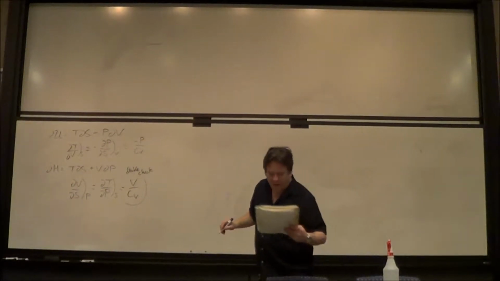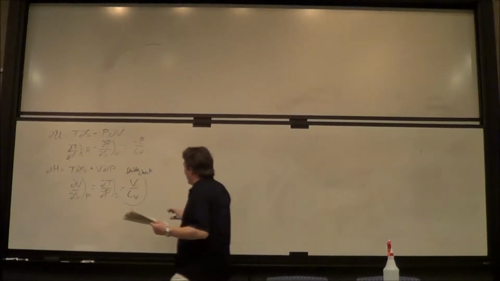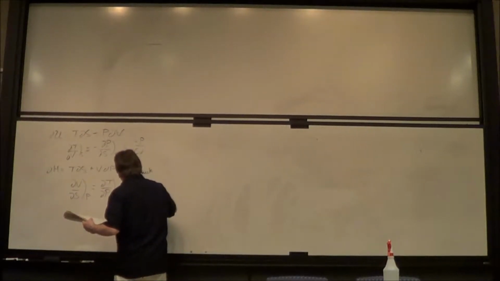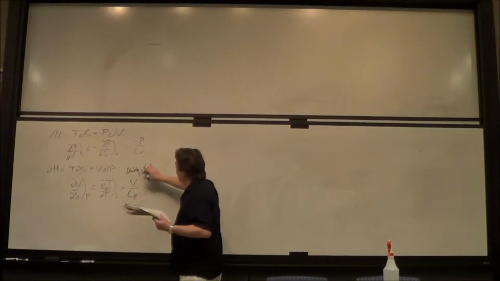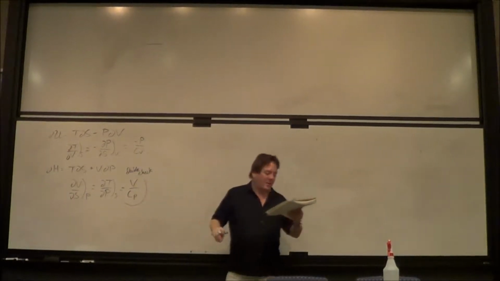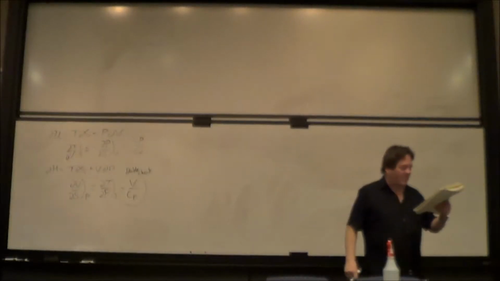And I guess I already made a mistake. This is CP. Okay, so P's turn to minus V's, and V's turn to P's. Sorry about that, already. I almost threw it twice.